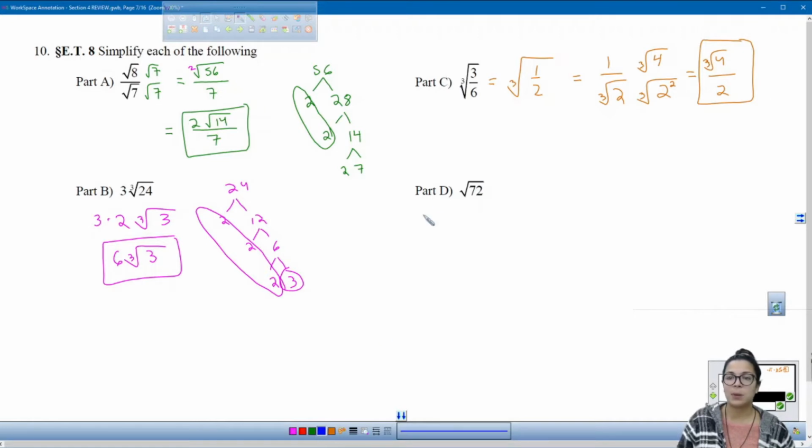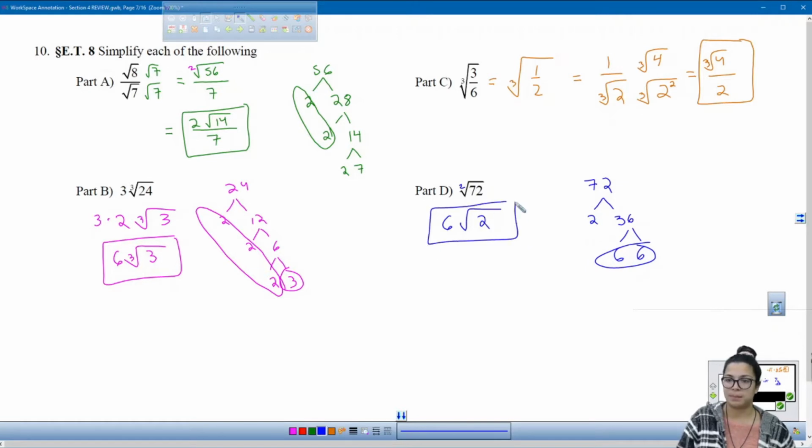All right, and then the last one, part D. Here we have the square root of 72 that we're trying to simplify. Now 72 can be broken up into 2 times 36, and 36 actually is 6 times 6. So there's a 6 that will come out of this square root. Remember, it's a square root, so you only need 2 copies for that number to come out. And then the square root of 2 remains on the inside.